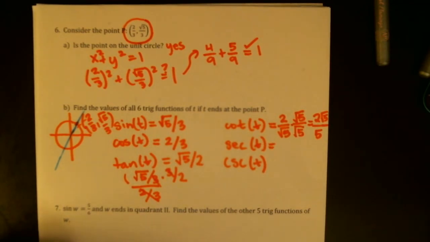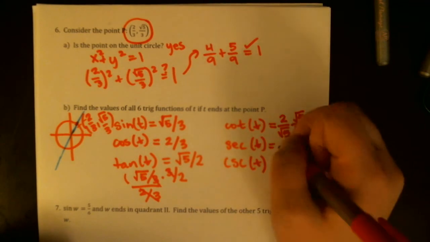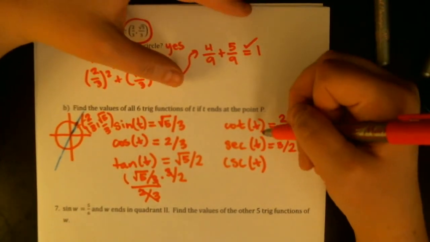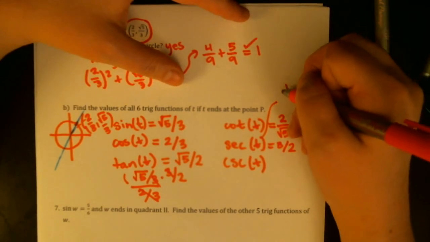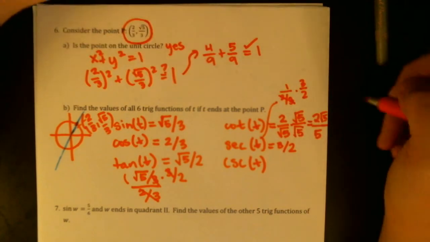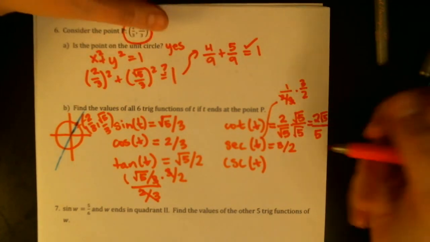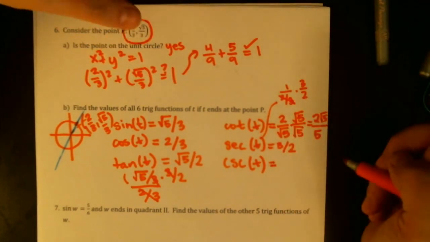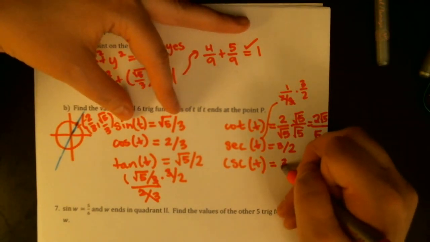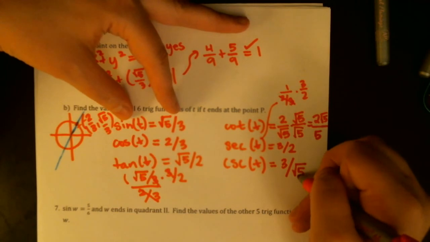Secant. Secant is 1 over cosine. And remember, 1 over just means reciprocal. So if you want 1 over 2/3, you're going to get 3/2. Or if you want to think about a little bit of work there, if we want 1 over 2/3, once again, we have to multiply by the reciprocal. So we get 1 times 3/2, which is 3/2. And similarly for cosecant, cosecant is the reciprocal of sine. So it should just be 3 over root 5.